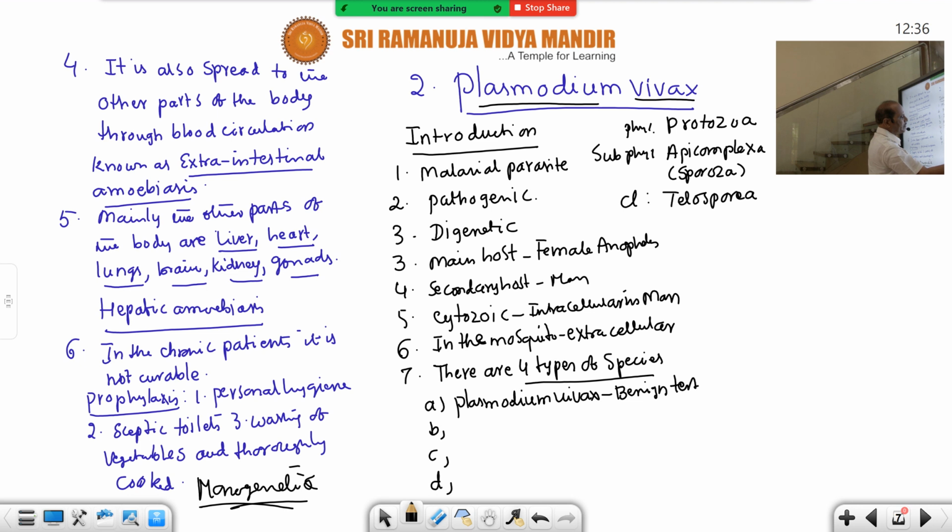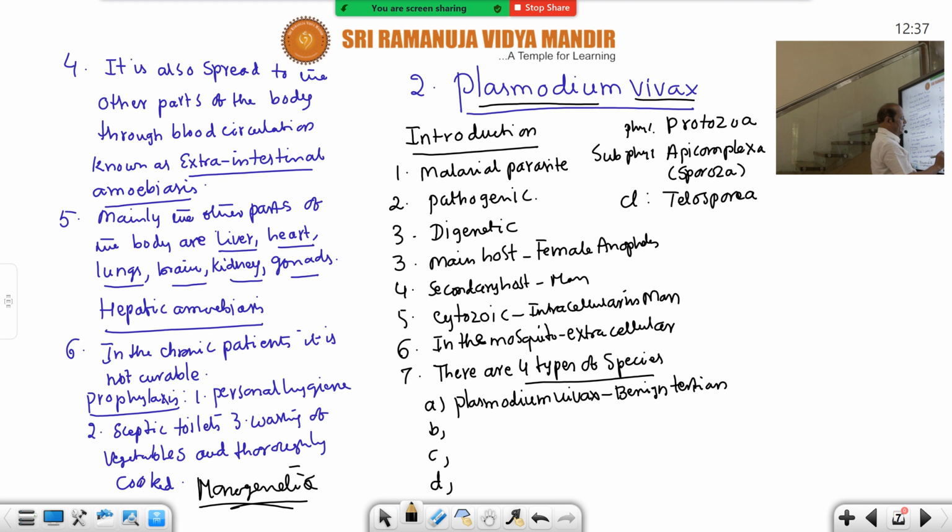Benign tertian malaria fever is caused by Plasmodium vivax. What is benign tertian? Every 48 hours the fever recurs. In three of the four parasites, the fever recurs every 48 hours. That's why the name tertian. If tertian is not added, then it is not every 48 hours; more than 48 hours means every 72 hours the fever comes.